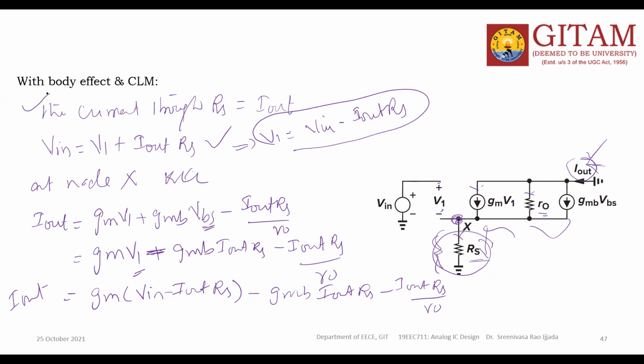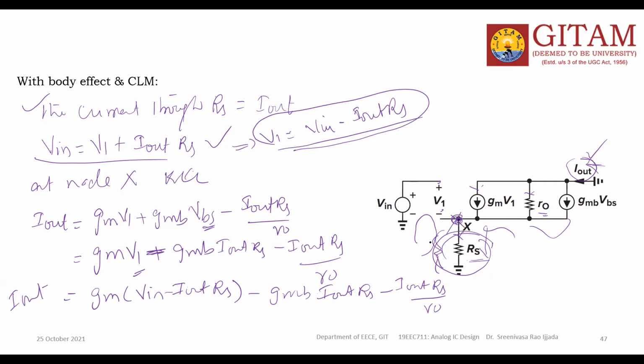Second one is, write the KVL expression for the input loop. Vin is equal to V1 plus the drop across Rs. That is the second one. So from this equation we can write V1 to substitute later. So V1 is equal to Vin minus Iout into Rs. Now your job is to write the KCL expression at node X.